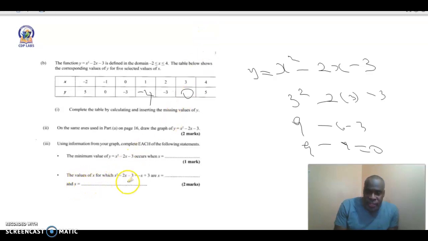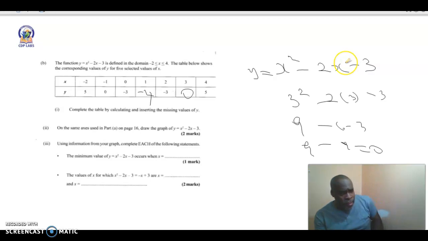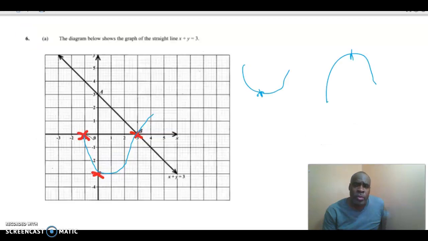Now the values of x for which this expression x squared minus 2x minus 3 is equal to minus x plus 3, when they're equal. Alright, let's see what that is. Minus x plus 3. Now this one, let's look at it. So we're talking about minus x plus y is equal to 3.